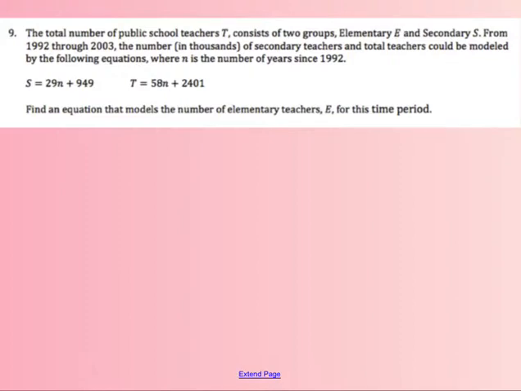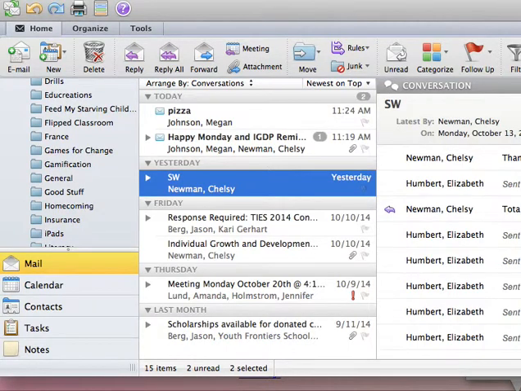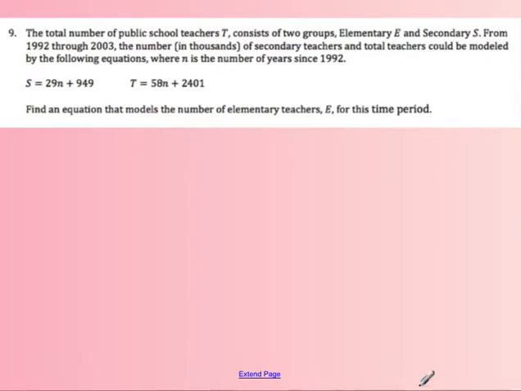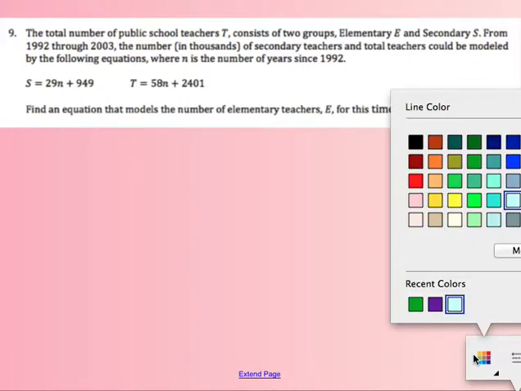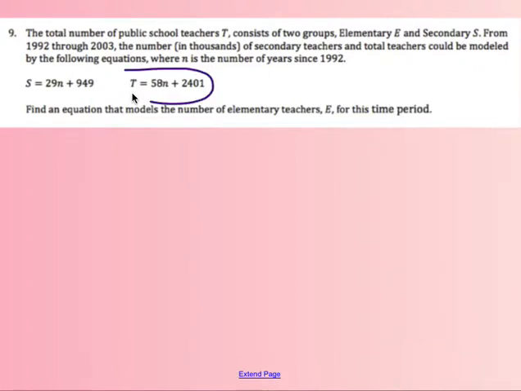Last but not least, let's take a look at this word problem. So when we take a look at this word problem, we want to figure this out. It says the total number of public school teachers T consists of two groups, elementary E and secondary S. So here's our total, and this is going to represent our secondary ed teachers. The problem is asking us for how many elementary school teachers.